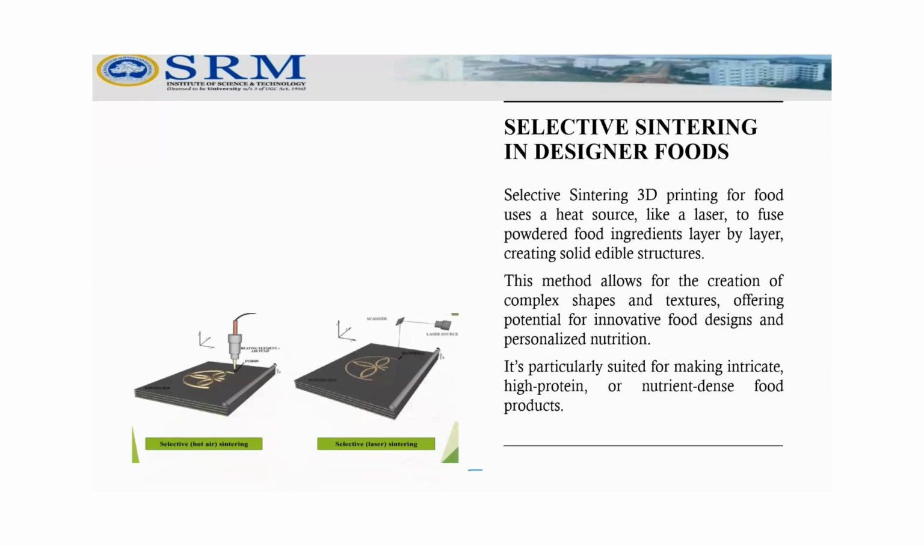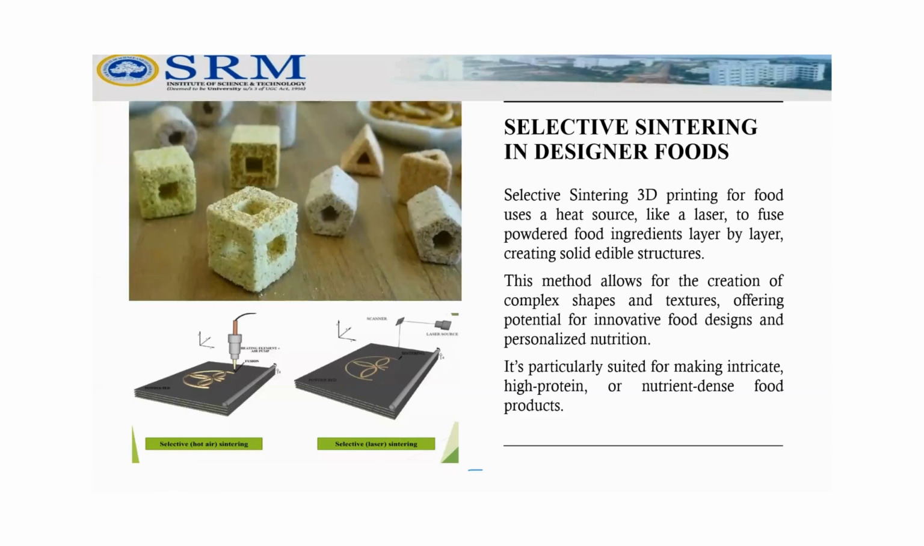This is selective sintering by hot air. This is by laser, and by using this selective sintering technique, we could create designer food in different 3D structures. So such products will be very appealing for children and kids.